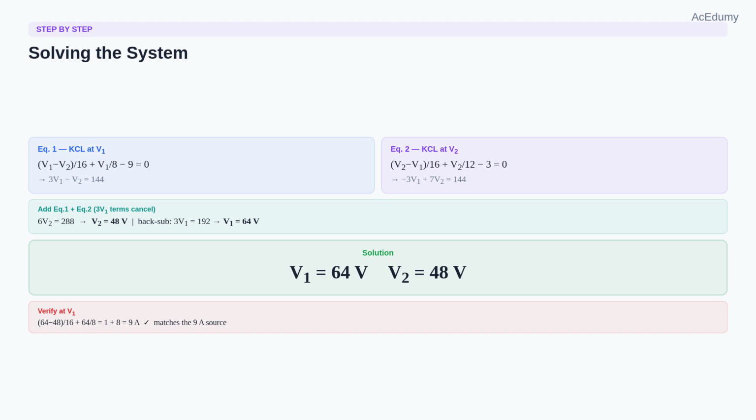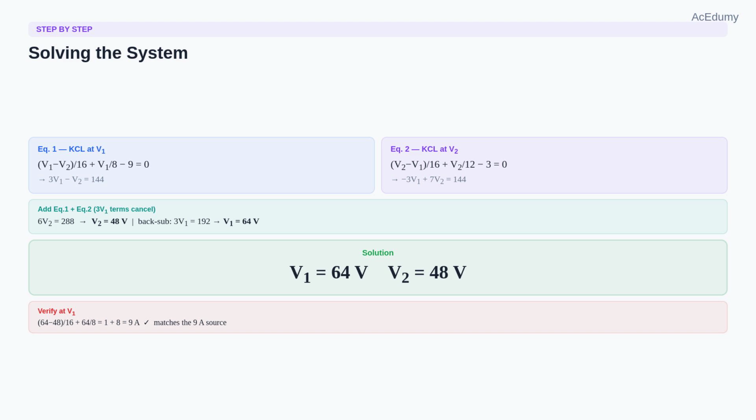Let's verify. At node 1, the current leaving through the 16 ohm resistor is (64 minus 48) over 16, which is 1 ampere. Through the 8 ohm resistor, 64 over 8, which is 8 amperes. Total leaving, 1 plus 8, which equals 9 amperes, matching the current source entering.